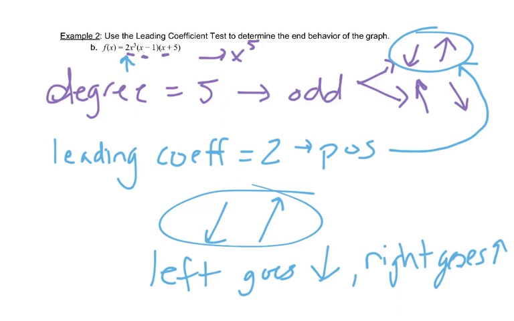I always think about the leading coefficient positive always tells me the right end is up. And the degree tells me whether the left end matches or is opposite. If the leading coefficient's negative, the right end goes down. And the degree tells me whether the left end matches or goes opposite.